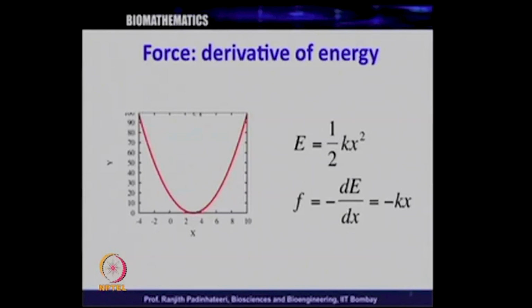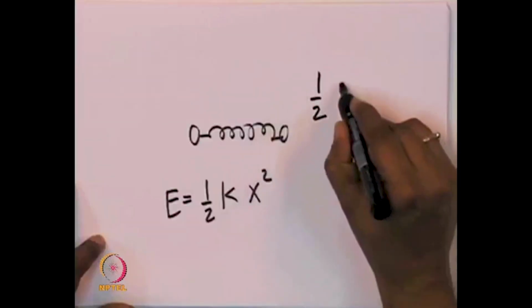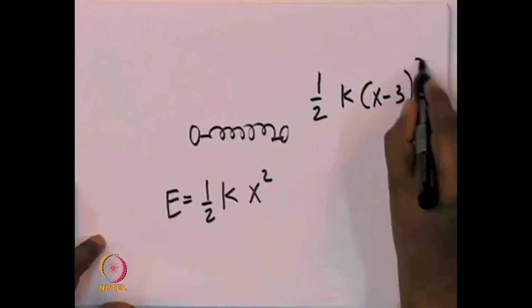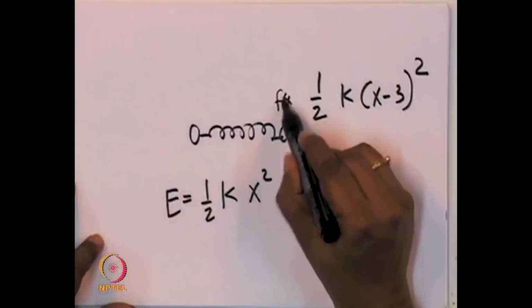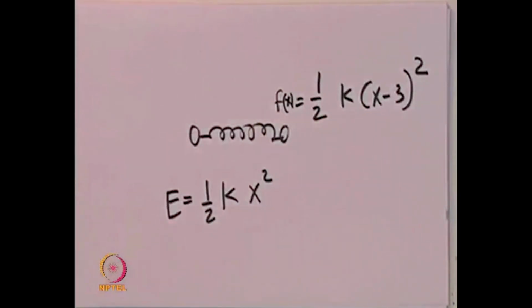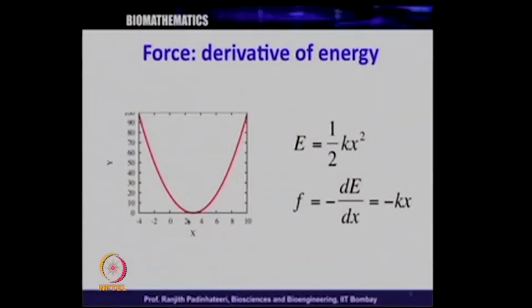What is shown here is a plot of half k x square. This is not exactly half k x square, it is half k into x minus 3 whole square, something we discussed in the last class. We discussed this function in the last class, and this is what is plotted here, and that means it has a minimum at x equal to 3. For both of these functions, if you find the derivative, you will get some function which looks like k times x.